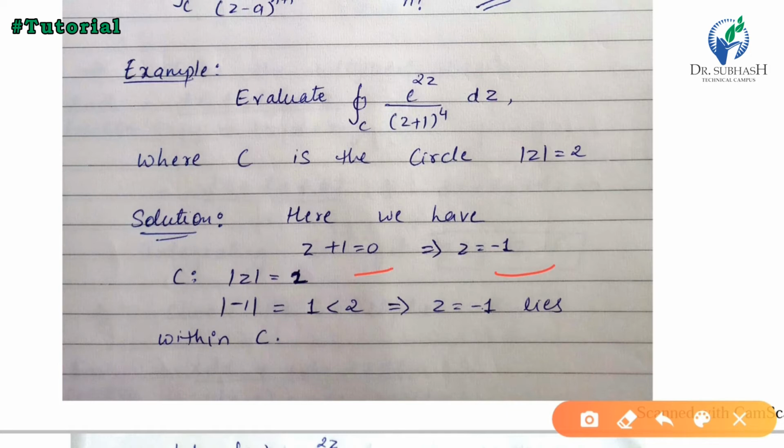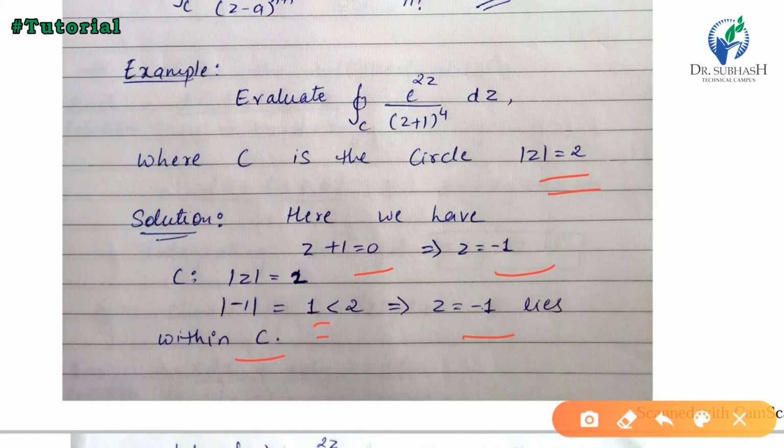Now we substitute this value in the given curve C, that is in mod z. So at z equal to minus 1, mod of minus 1 equals 1, which is less than 2. So we can say that z equal to minus 1 lies within the given curve. So the denominator portion is inside the curve C, but it has power more than 1.